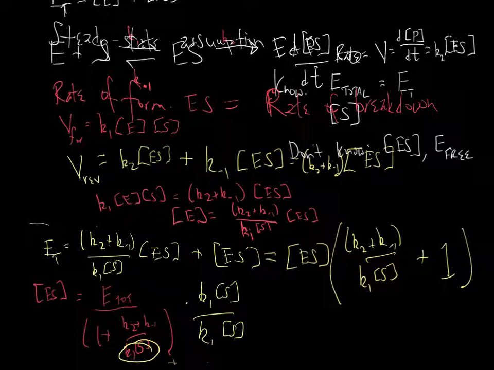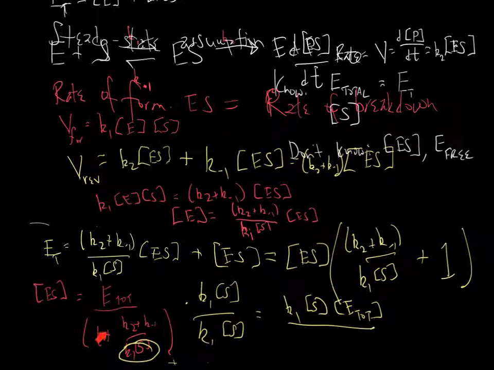And so what that does is now the ES that we just found is going to be equal to K1 S E total over, and on the bottom, when we multiply this, K1S plus, times 1 is going to be K1S.